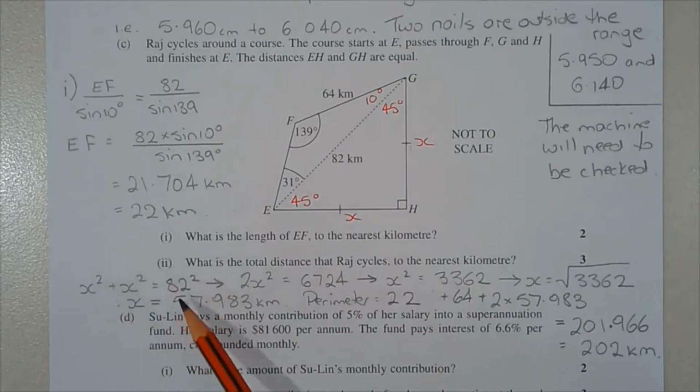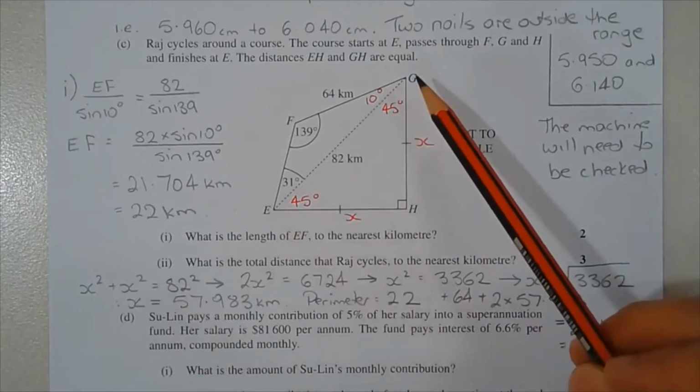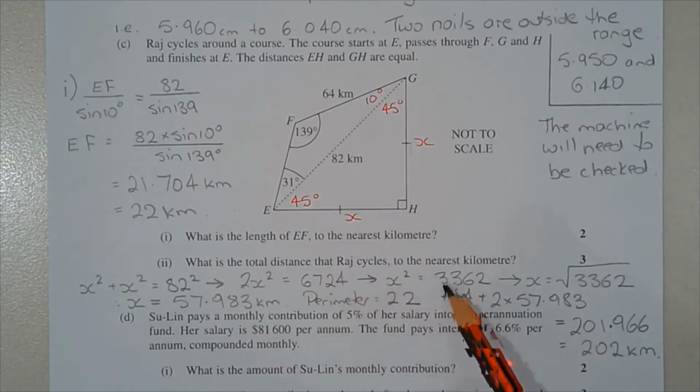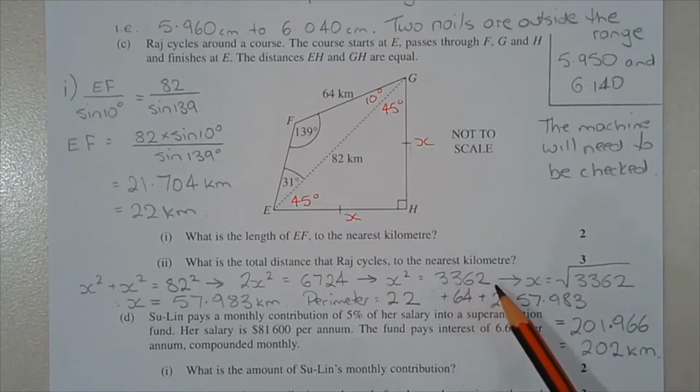Using Pythagoras' theorem, x squared plus x squared, the sum of the two shorter sides, is equal to 82 squared. That's the hypotenuse squared. So x squared plus x squared is 2x squared, and that's equal to 82 squared, which is 6,724. Dividing both sides by 2, we have x squared is equal to 3,362, and then taking the square root of 3,362, we get x equals 57.983 kilometres.